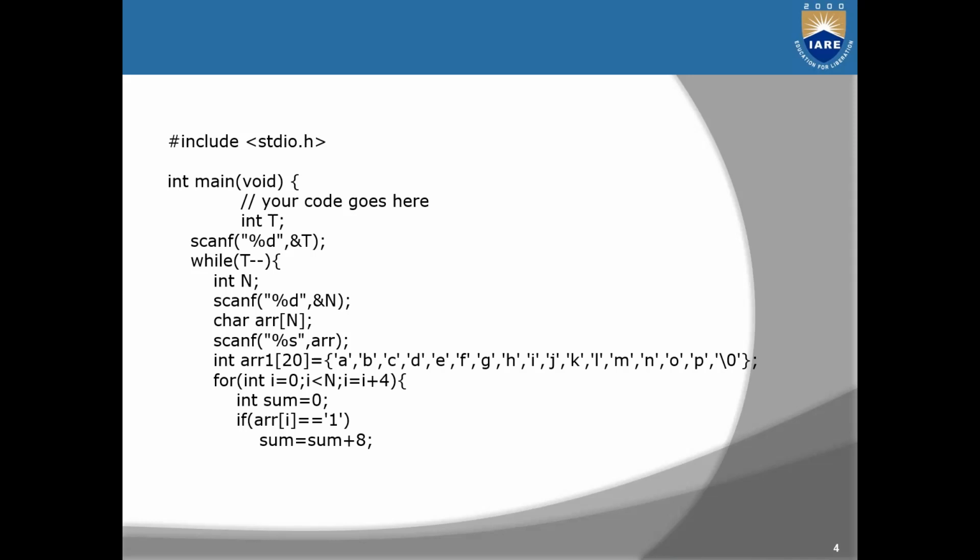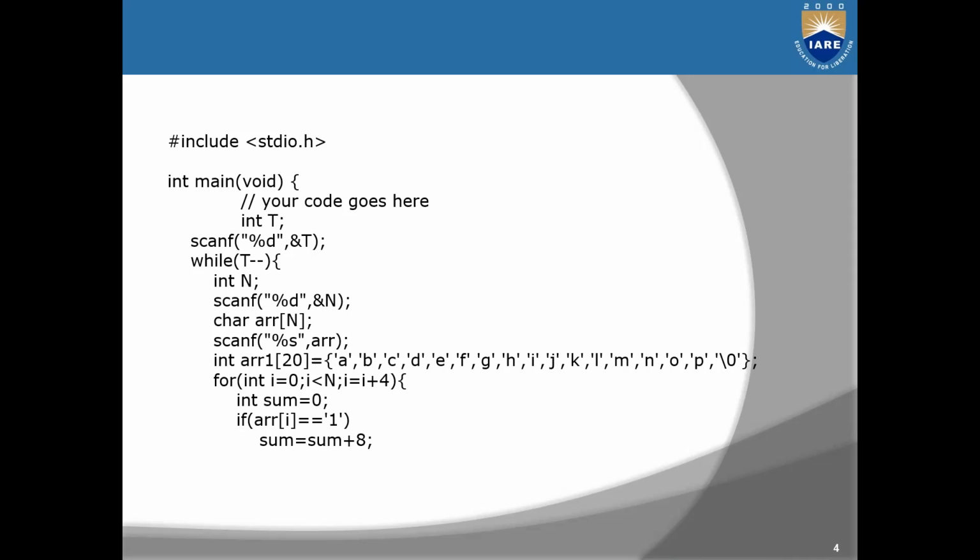In the next line, we are making use of a for loop: for int i equals 0; i less than n; i equals i plus 4. After which satisfies the while condition, it will go into the for loop. If the for loop condition is satisfied, then at the end it will increment by 4 letters, i equals i plus 4.